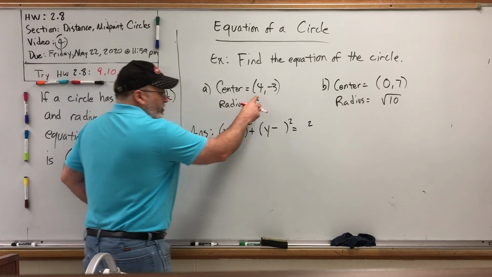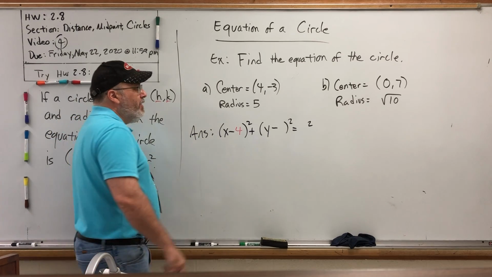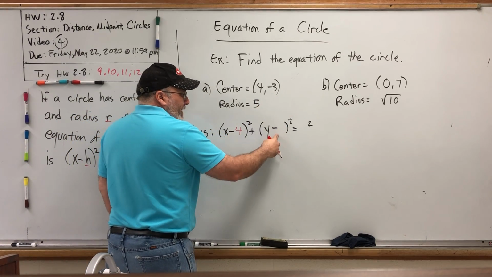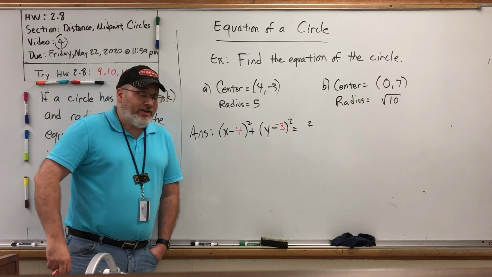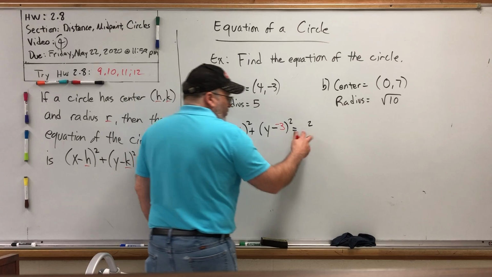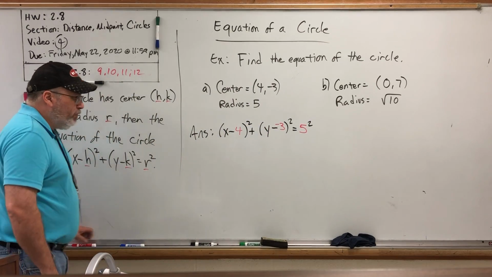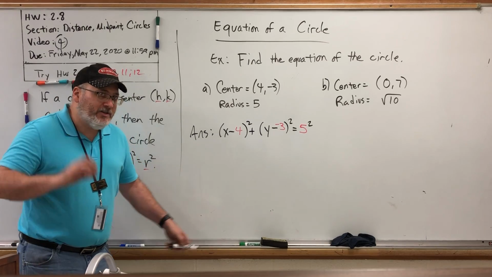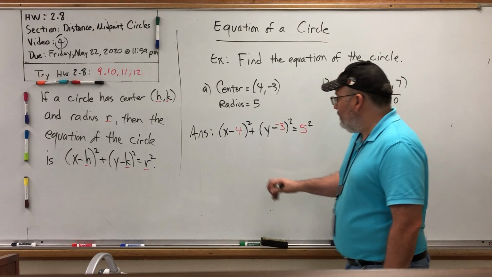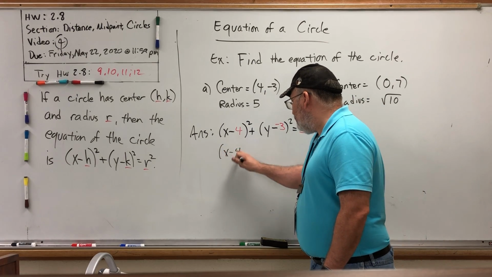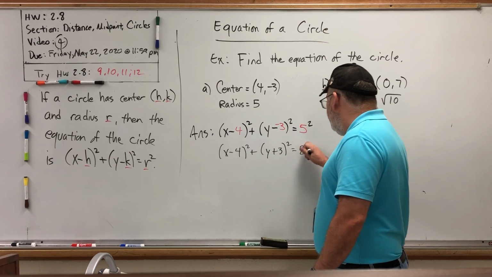The x-coordinate of the center goes after the x, so x minus 4. The y-coordinate of the center goes after the y, so y minus -3. You know that's going to get cleaned up. And the radius goes after the equal sign, 5 squared. To complete your answer, you should clean up any small issues, such as double negatives, and this 5 should get squared. So (x minus 4) squared plus (y plus 3) squared is equal to 25.